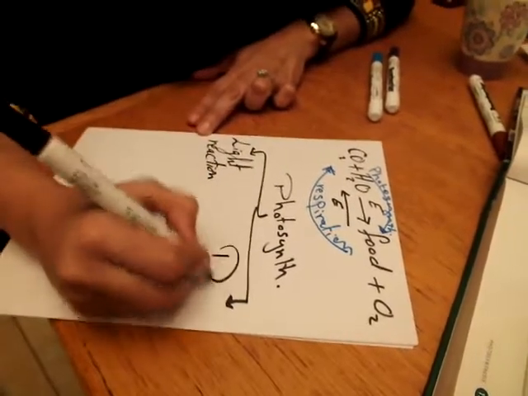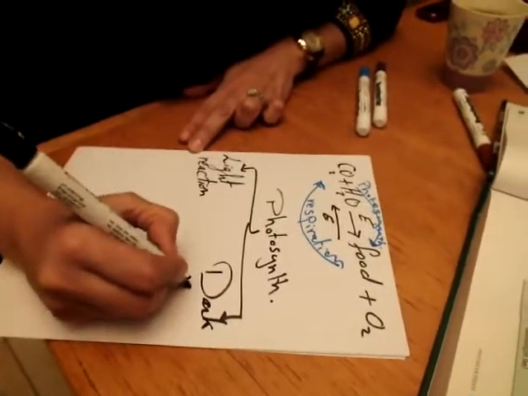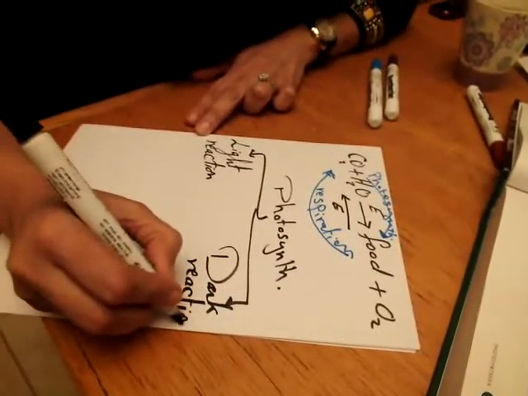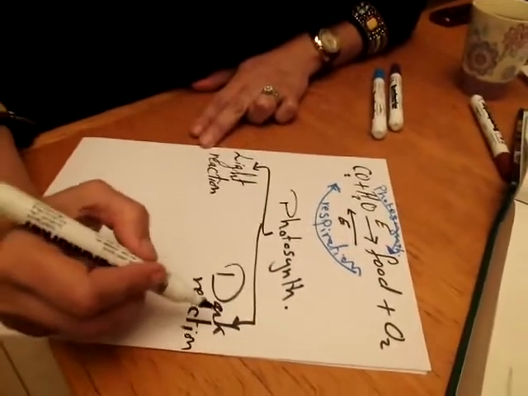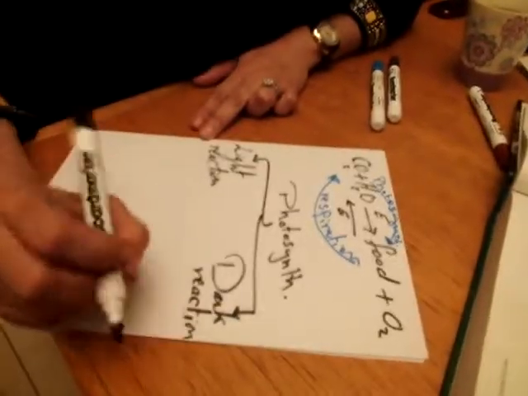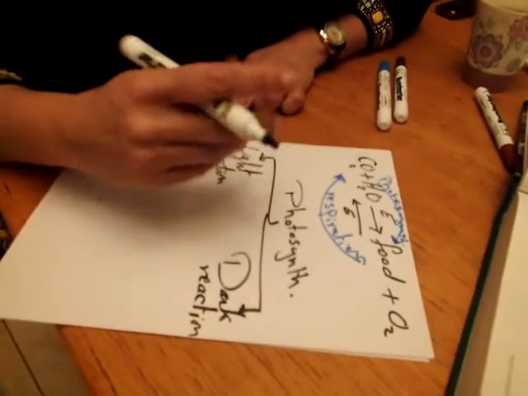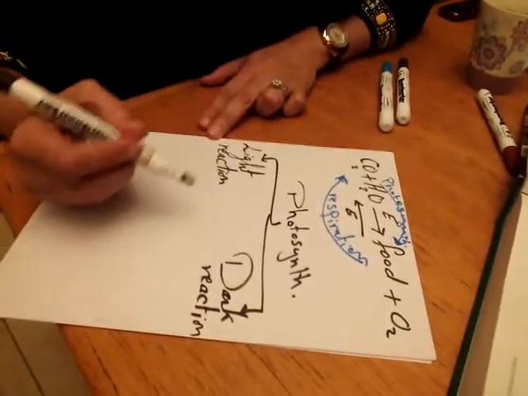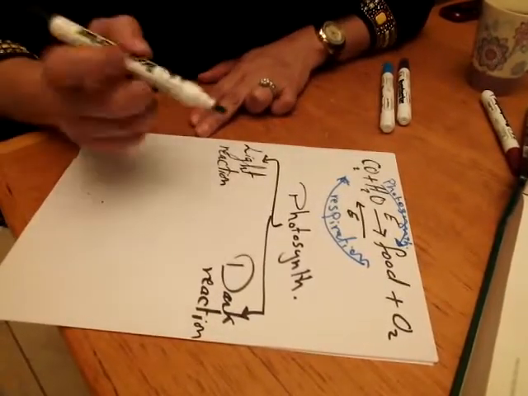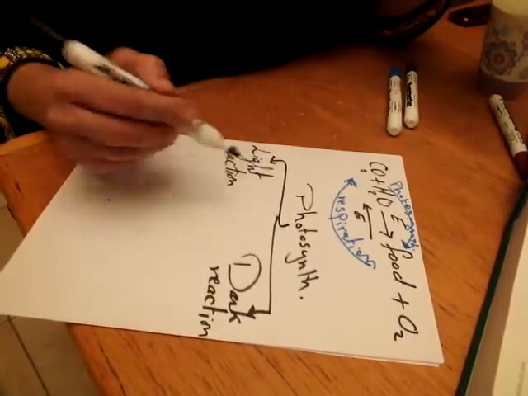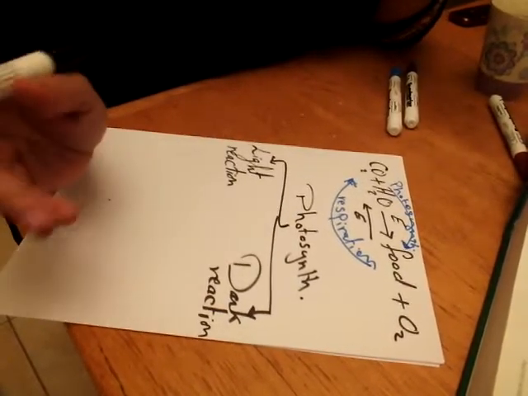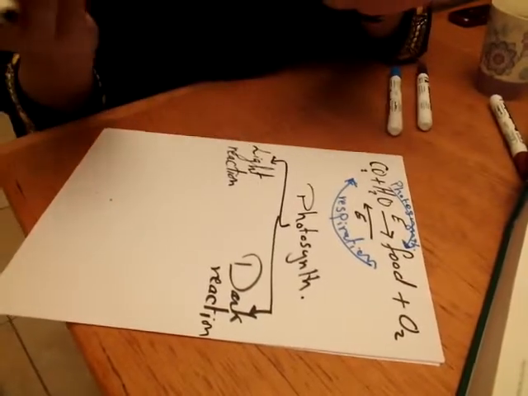And dark reaction. Okay? And pay attention to this. Me, myself, I don't like the term dark reaction. I prefer the term light independent. You know why? Because some people think that light reaction means it takes place during daytime and dark reaction takes place during nighttime, and this is wrong.